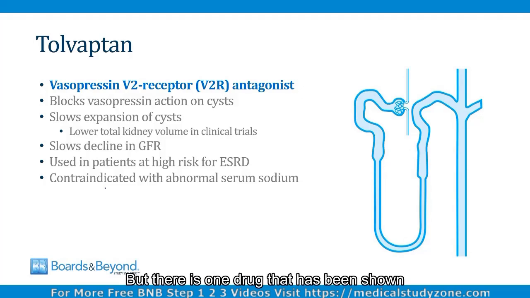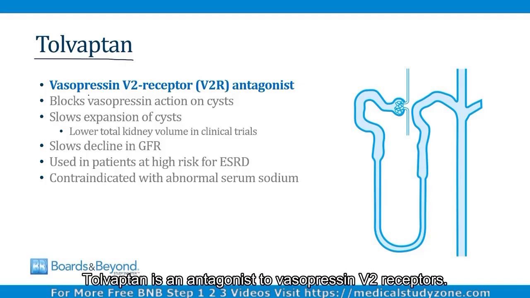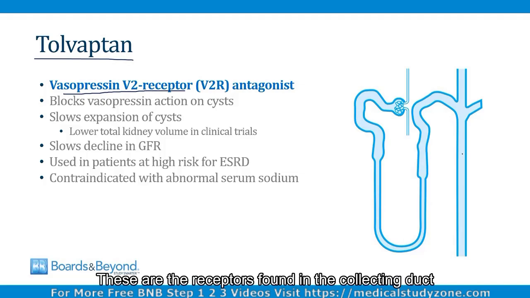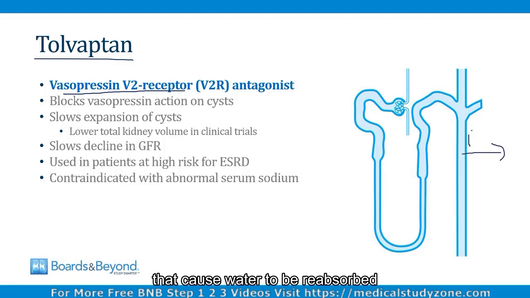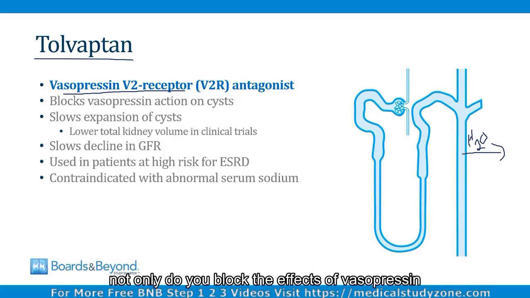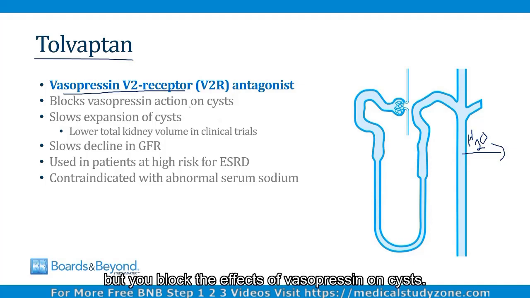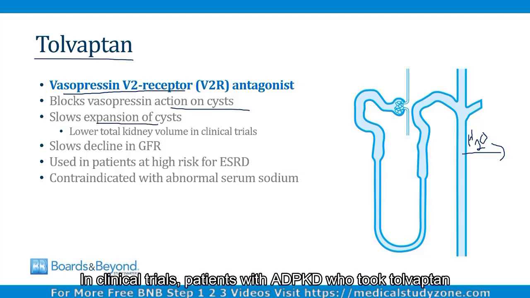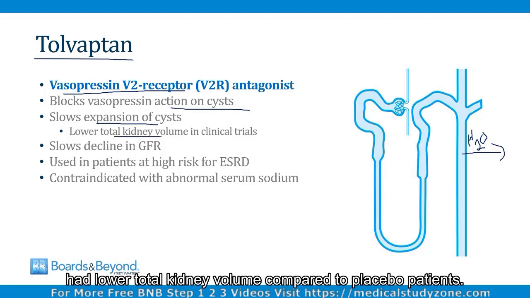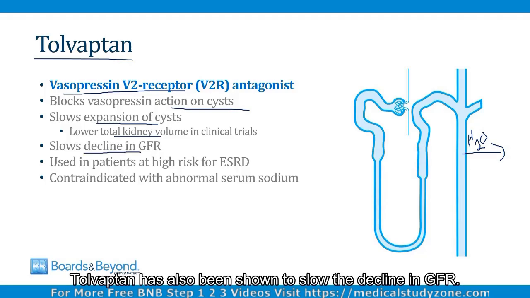But there is one drug that has been shown to slow the progression of the disease, and that's tolvaptan. Tolvaptan is an antagonist to vasopressin V2 receptors. These are the receptors found in the collecting duct that cause water to be reabsorbed from the nephron of the kidneys. And it turns out if you block this action, not only do you block the effects of vasopressin on the nephron, but you block the effects of vasopressin on cysts. This slows the expansion of cysts in clinical trials. Patients with ADPKD who took tolvaptan had lower total kidney volume compared to placebo patients. Tolvaptan has also been shown to slow the decline in GFR.